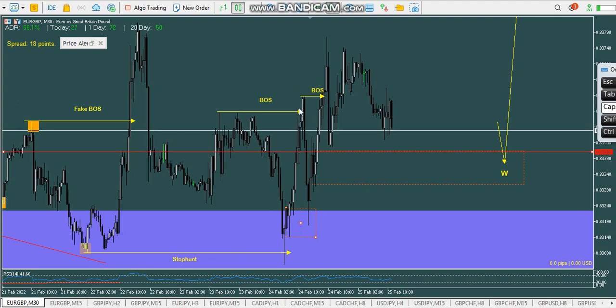So the stops were taken out, liquidity was grabbed, and price went up and gave another break of structure. Now, after this break of structure, this is where sometimes I break my rules. Here I waited to see a W pattern, but this time around I was not going to wait. Why? Because of this stop hunt. Once you see a stop hunt and a break of structure in the opposite direction, you mark the OB.